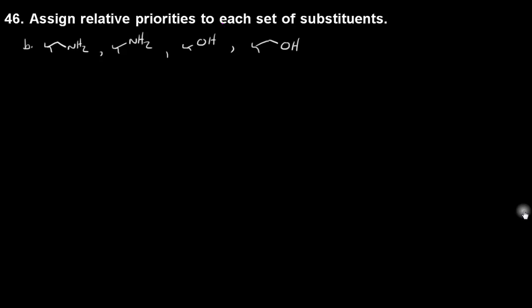Okay, so for question 46, I only wanted you to do sub-question B and sub-question C. Sub-question A is messed up, so don't even worry about it. So for sub-question B, the question for all these is to assign relative priorities to each set of substituents.